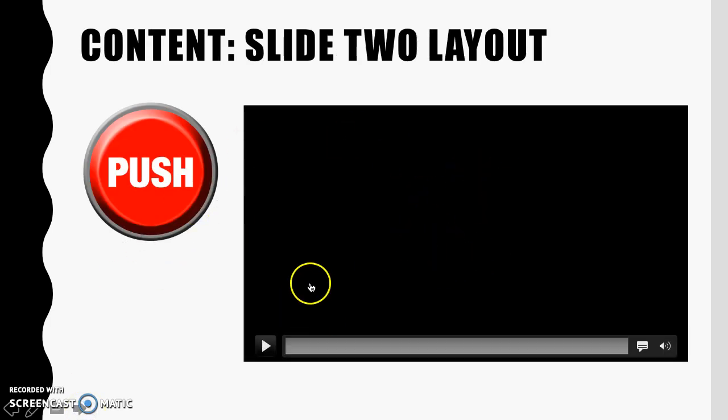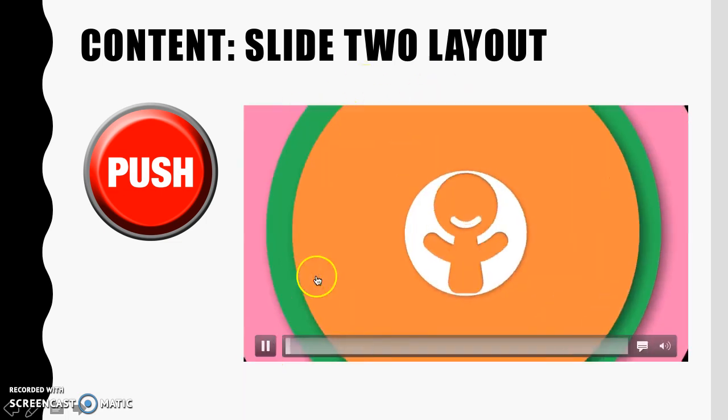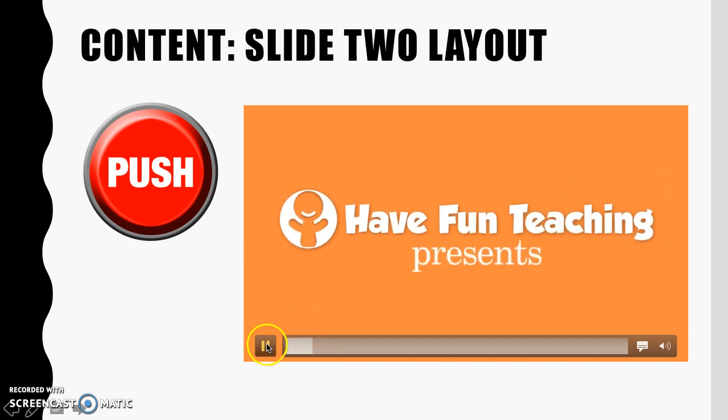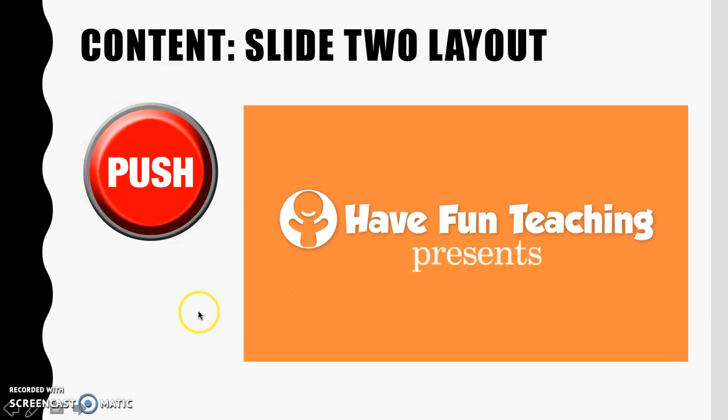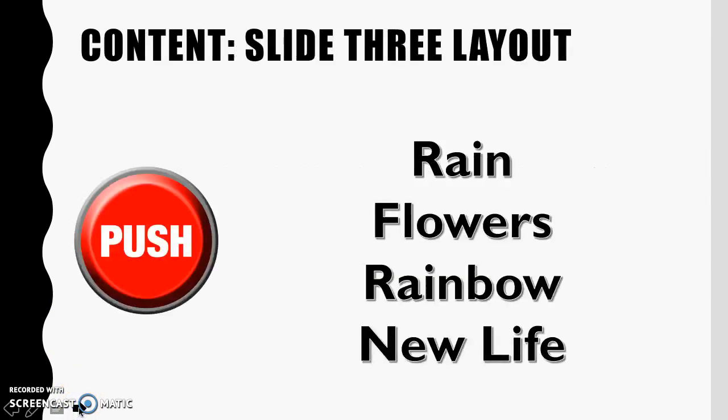The content for slide 2 will have each section of the video. They will be able to press play and push. When they push this button, they will be able to see the instructions, and it will reiterate that the children need to listen super closely to the video and listen to the words being used.